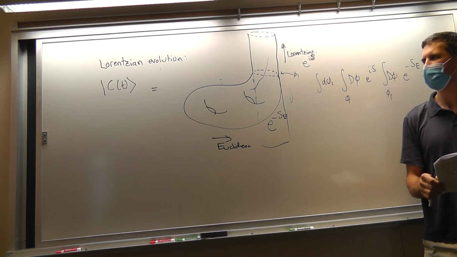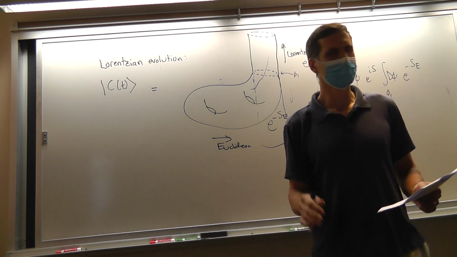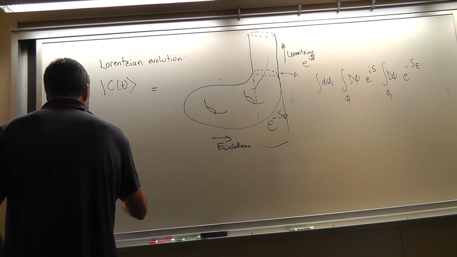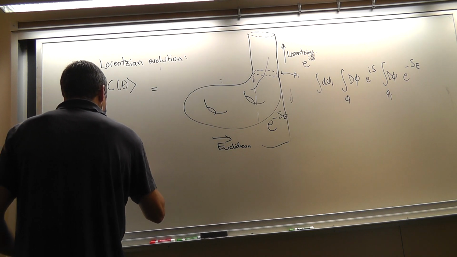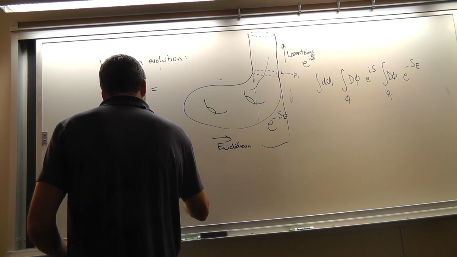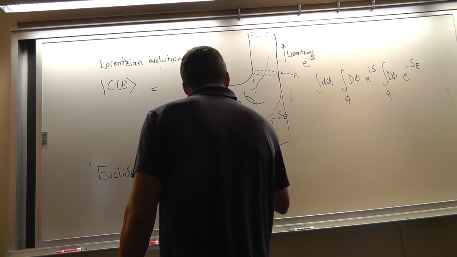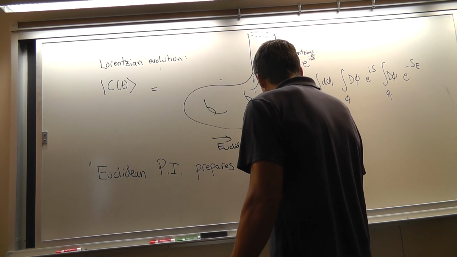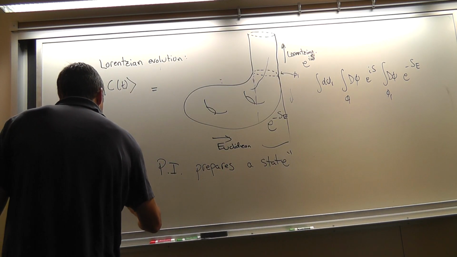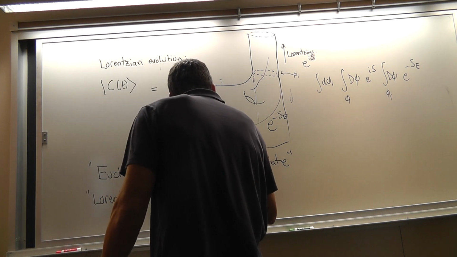Okay, I can now sort of state what is, if there's a punchline here, maybe this is the punchline. This is a rule of thumb for thinking about it, which is good to keep in mind. So repeat this to yourself. The Euclidean path integral prepares a state, and the Lorentzian path integral evolves in T.